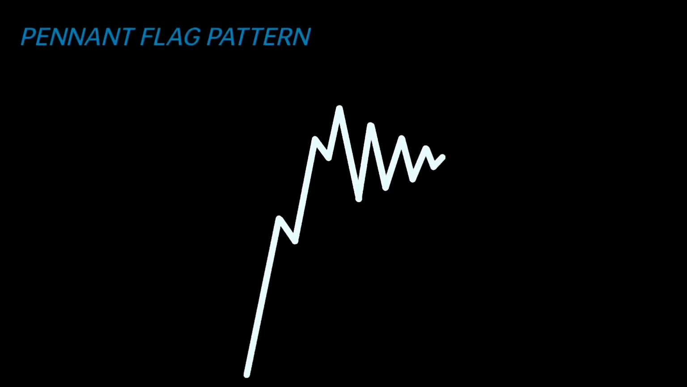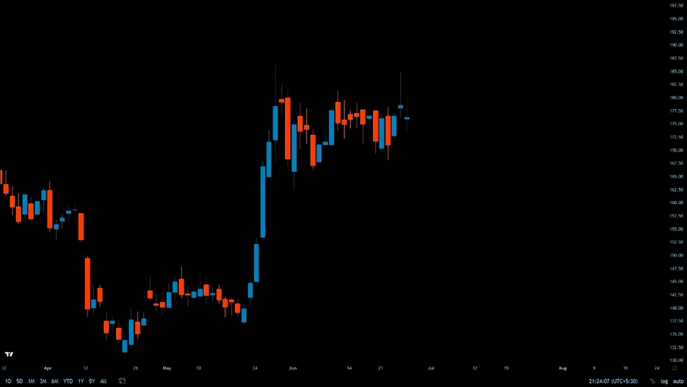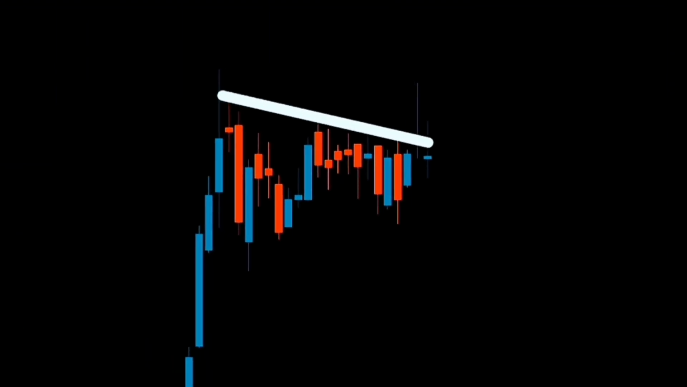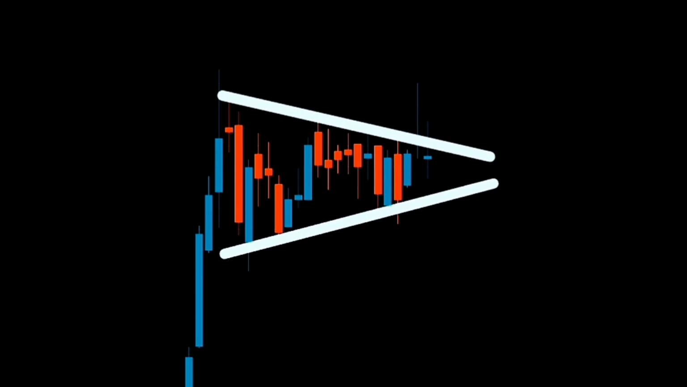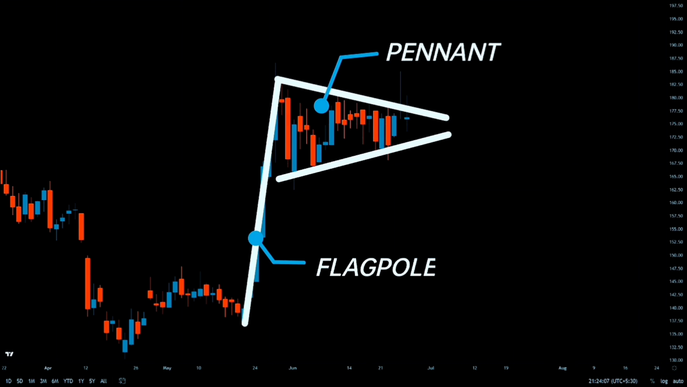Pennant flag pattern. After a large movement, if the market consolidates and we identify two opposite trend lines during this consolidation period, we call this a pennant flag pattern. Let's see an example. Here, you'll notice a large movement in the stock, followed by consolidation. If we draw one trend line above the candles with maximum touch points, like this, and another trend line below the candles, like this, we get a pennant flag pattern. This is the flagpole, and this is the pennant. This pattern looks similar to the flag pattern we discussed earlier.